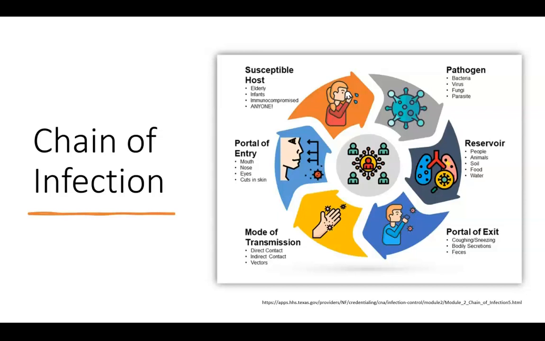Each one of the links in this chain can serve as a point where an intervention can be used to break the disease cycle. For example, food is often a reservoir for Salmonella, but proper cooking can eliminate it and prevent infection. If you have a respiratory disease like COVID, face masks can be an appropriate intervention to limit the spread, blocking both the portal of exit and the portal of entry. All of these different factors must be taken into account when developing policies and procedures for disease control.